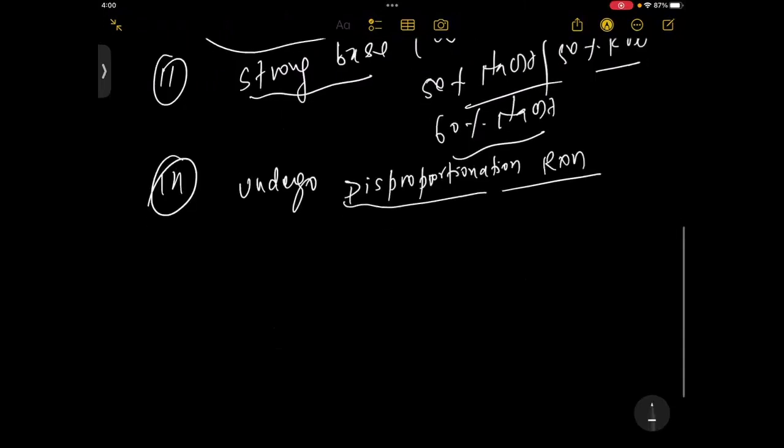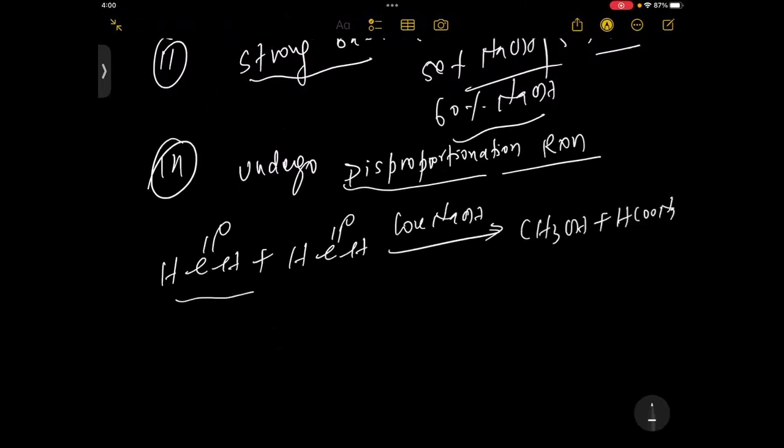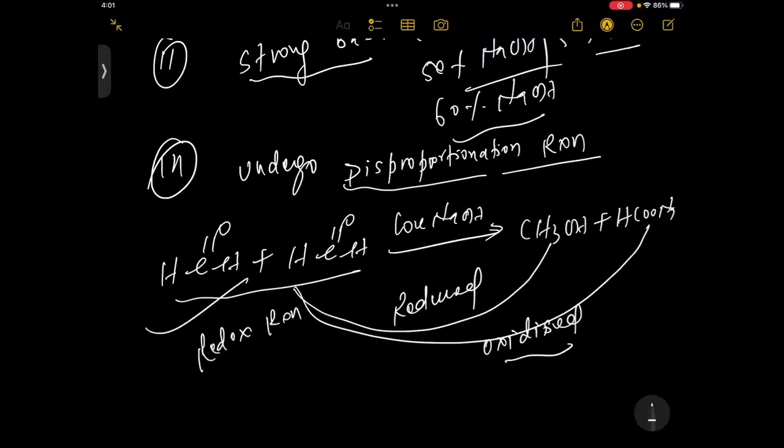See here with one example, then we understand the mechanism. HCHO plus HCHO, with concentrated NaOH taken here, will form CH3OH plus HCOONa. Students, you can observe that through formaldehyde, we can get methanol as well as sodium formate. One compound is the reduced form, and the other is the oxidized form. That is the reason this is called a disproportionation reaction. It is completely a redox reaction.